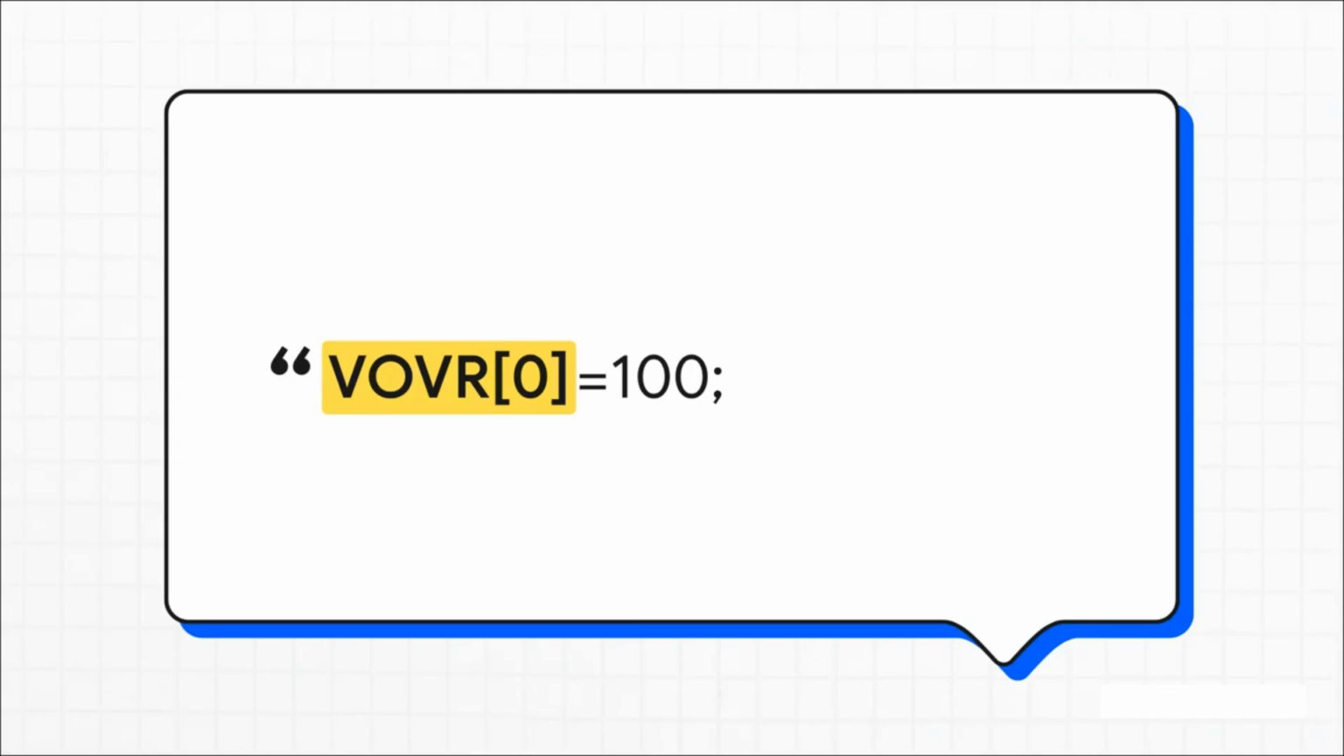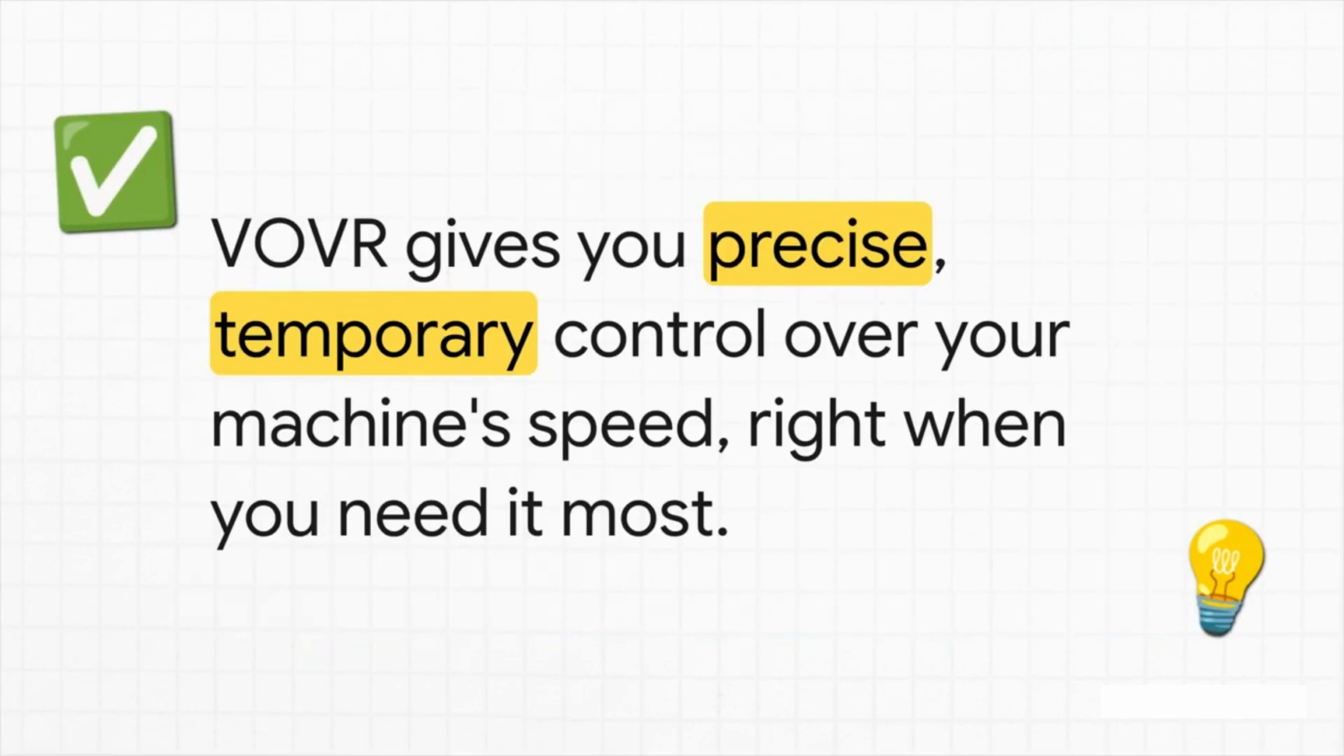So, how do you reset it? Simple. You just use this line. VOVR0 equals 100. That puts things back to normal, back to 100%. Seriously, do not forget this step. It's just good practice to put this at the end of a tool change or at the very end of your program.